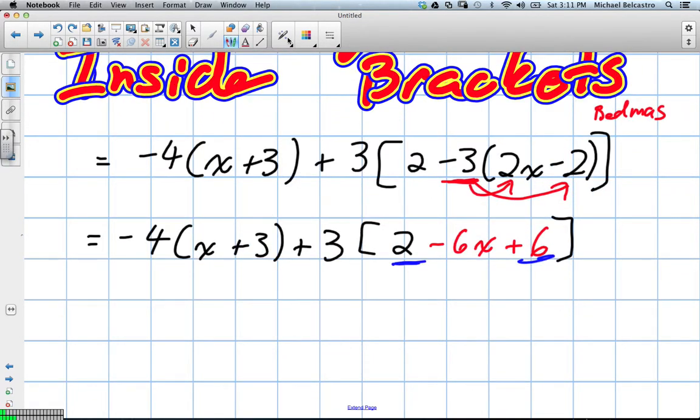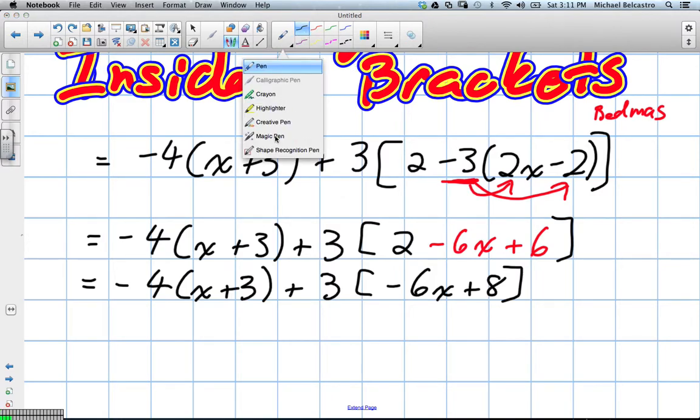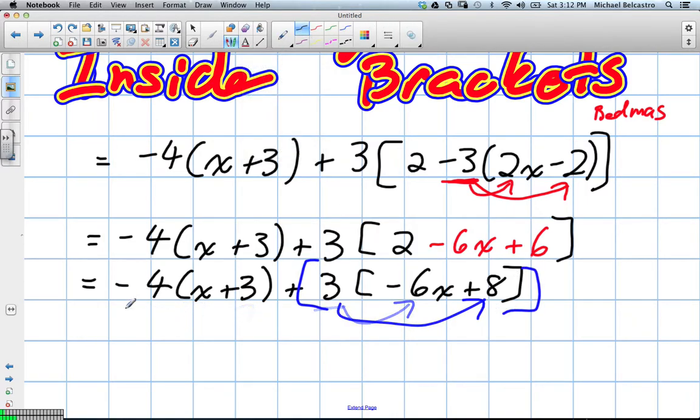So let's rewrite our question again. -4 times x plus 3, plus 3. I'm going to bring the -6x to the front. Remember that negative's in front of it. And then 6 plus 2 will give us +8. Now, even though the brackets are different looking, it's just a number outside the brackets and another number outside the brackets. So we'll do this one step at a time. We'll stay on the guy at the end here, and we'll continue our pattern by finishing everything out with him.